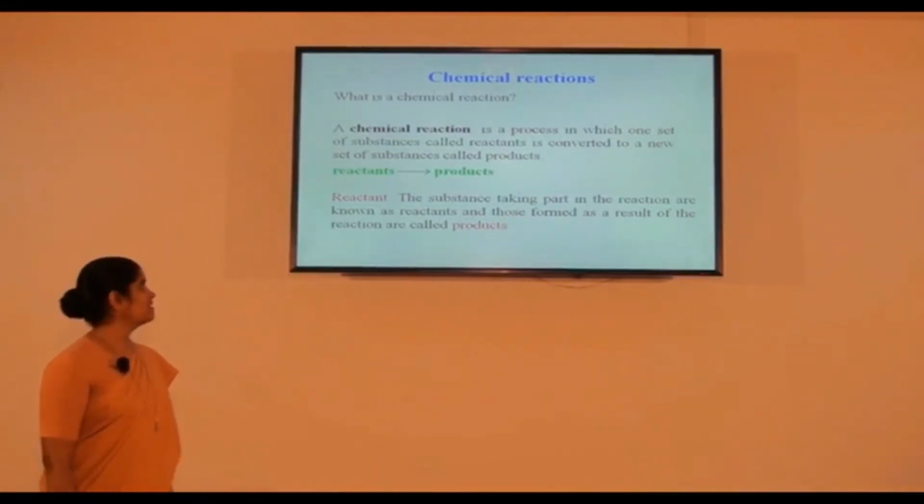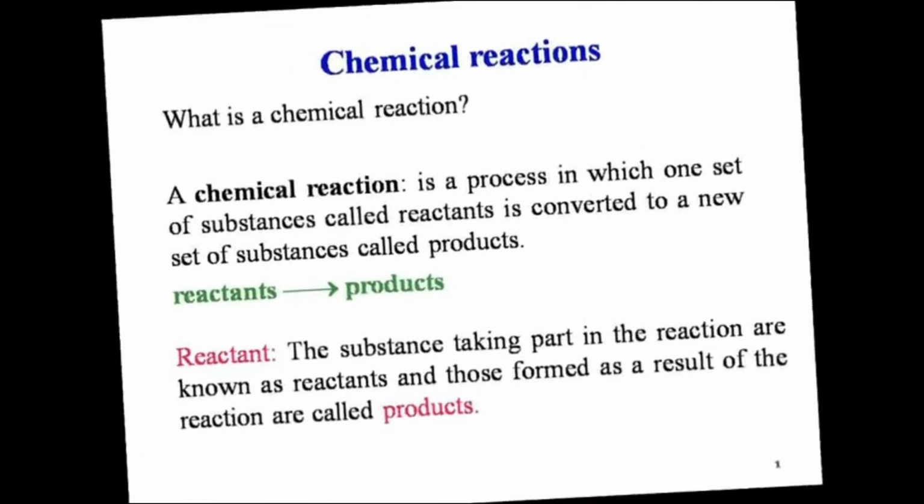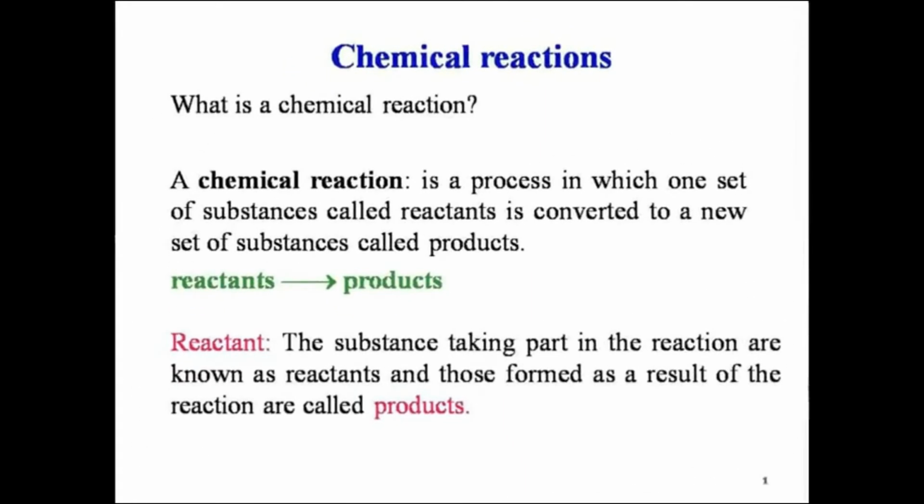Chemical reaction. A chemical reaction is a process in which one set of substances, called reactants, is converted to products. So reactants giving products. So we'll see what is a reactant and what is a product. The substances taking part in the reaction are known as reactants, and those formed out of these substances are called products.